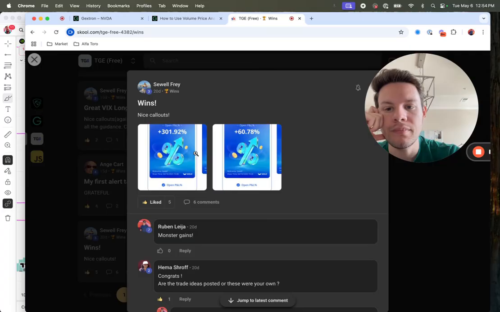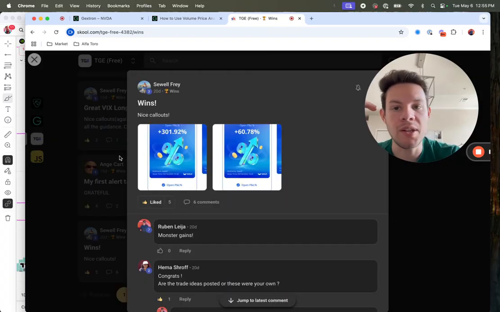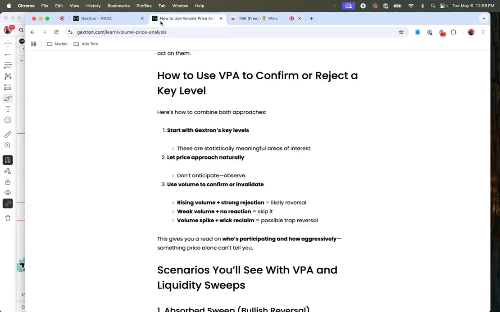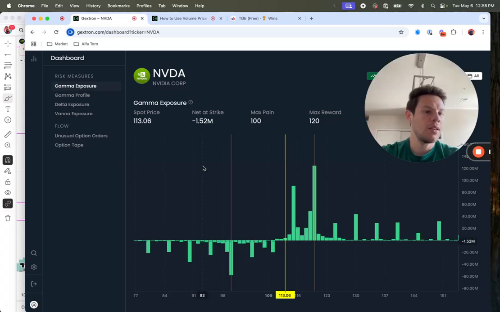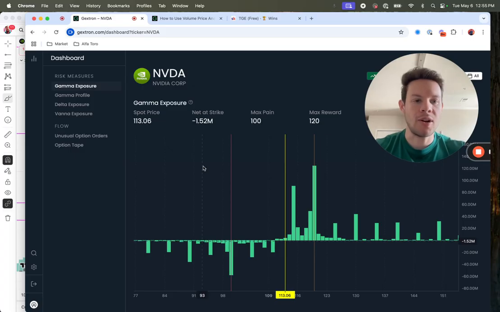McDonald's 300%. This is all the same thing. The trade is similar. This is the strategy when it comes to short-term trading, whether it's a day trade or a short-term swing trade. Let's go over how this works. So first things first. Before we get into a trade, we need to know what is happening in the market, in the option market, what's happening with the major key levels. So we hop on Gextron.